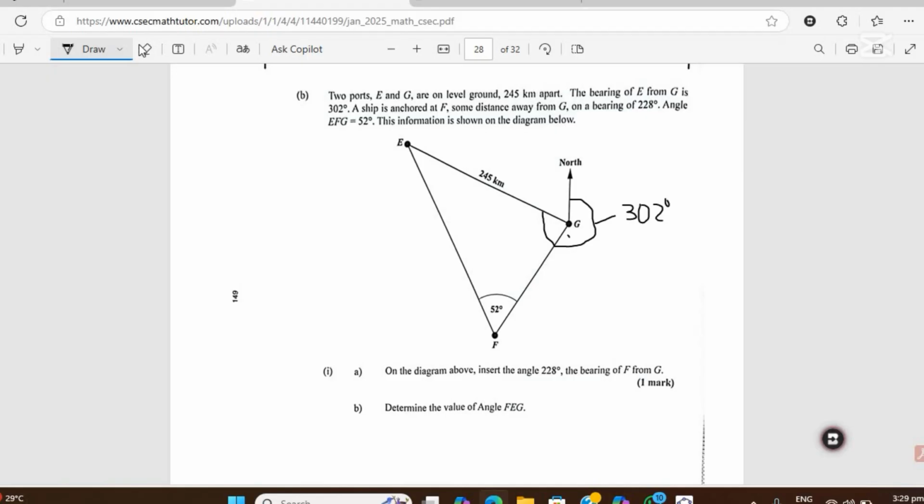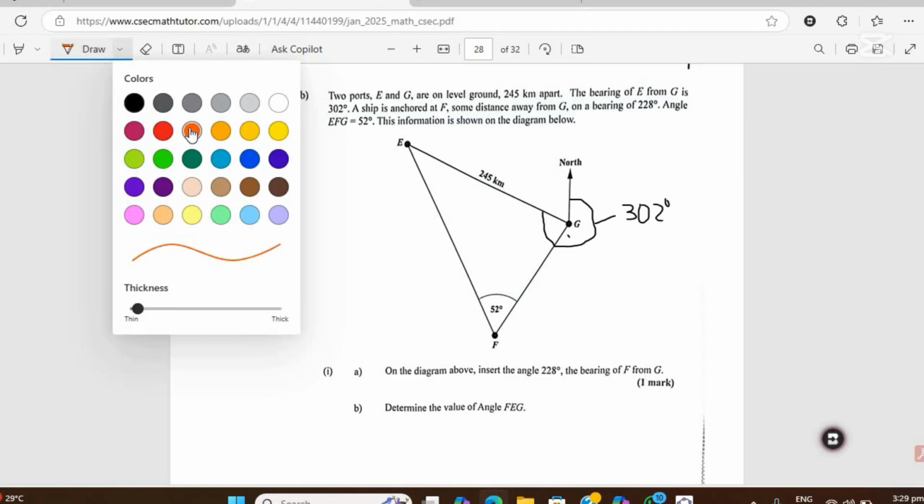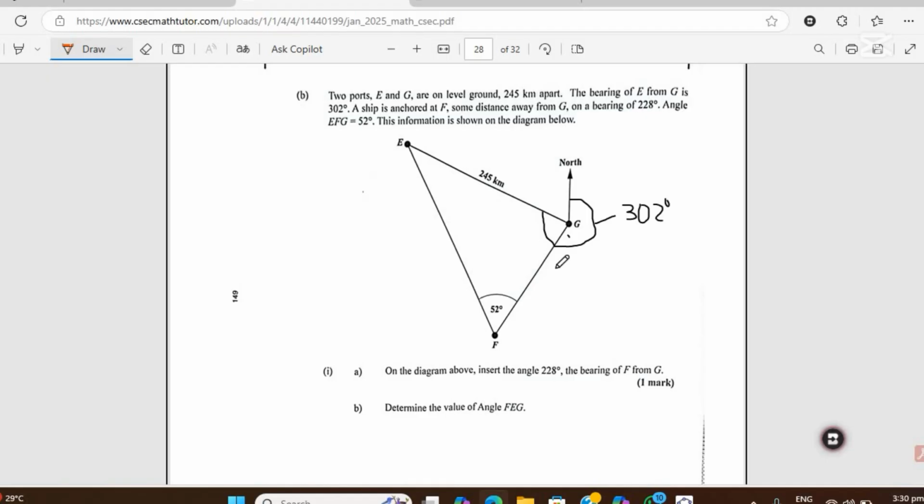So we're looking at comparing F to G on a bearing of 228 degrees. So I'm going to come here and show you. Whilst I'm going there, I expect you to start thinking about it. A bearing angle starts on the north line. It turns clockwise. I go around. Should I stop here? Yes. How do I know that? It says a ship is anchored at F, some distance away from G. So I'm going to F. This orange angle here is 228 degrees.